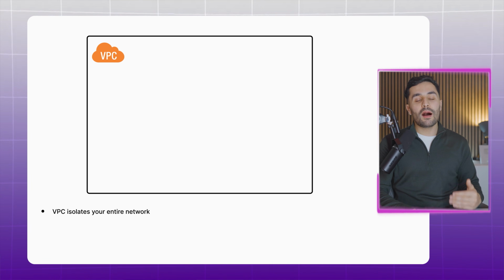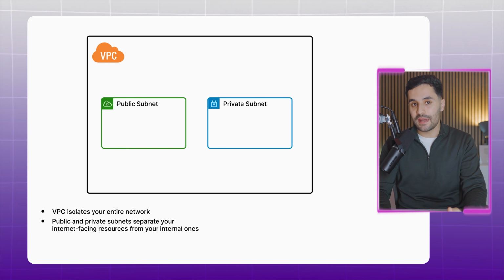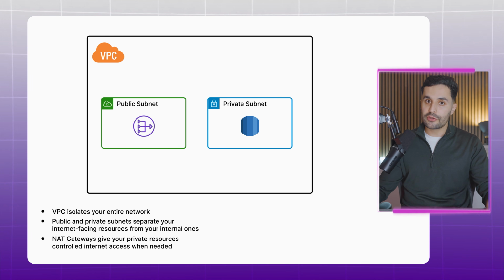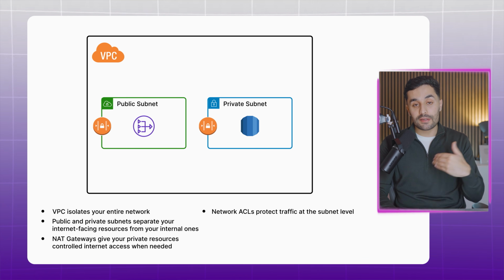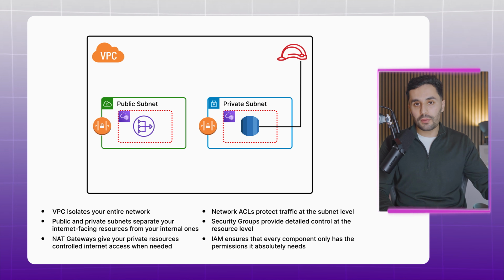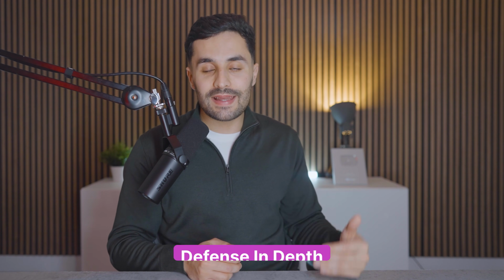Your VPC isolates your entire network, public and private subnets separate your internet-facing resources from your internal ones. NAT gateways give your private resources controlled internet access when needed. Network ACLs protect traffic at the subnet level. Security groups provide detailed control at the resource level. IAM ensures that every component only has the permissions that it absolutely needs. And this layered approach is what we call defense in depth.